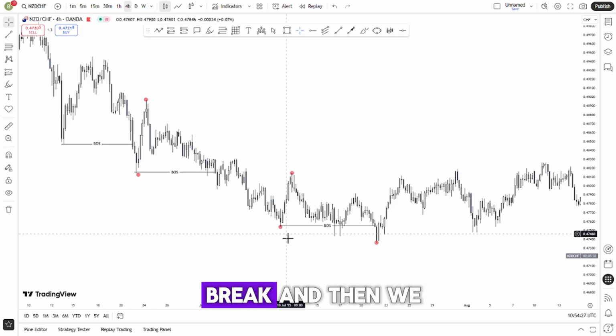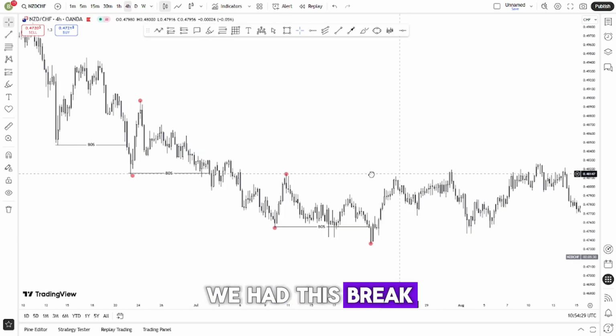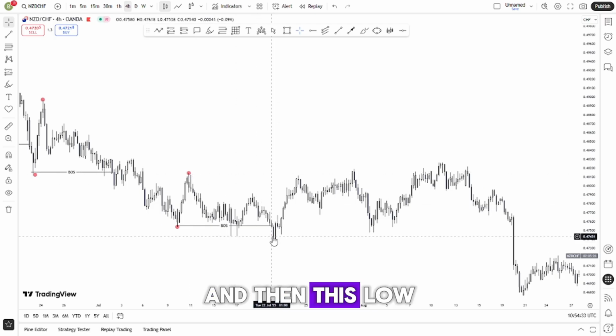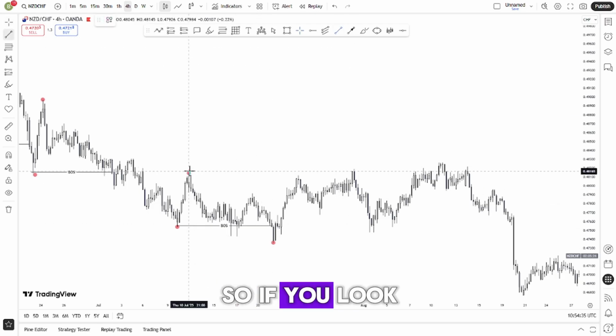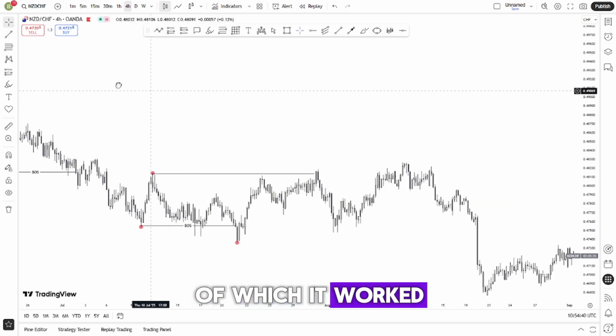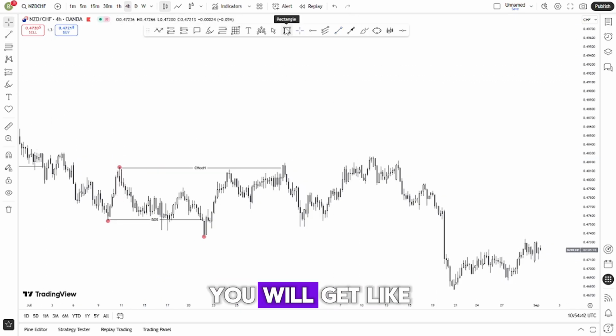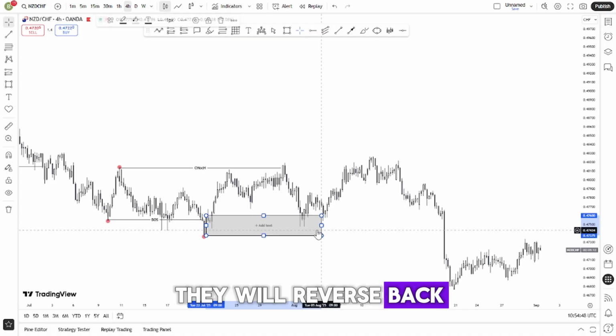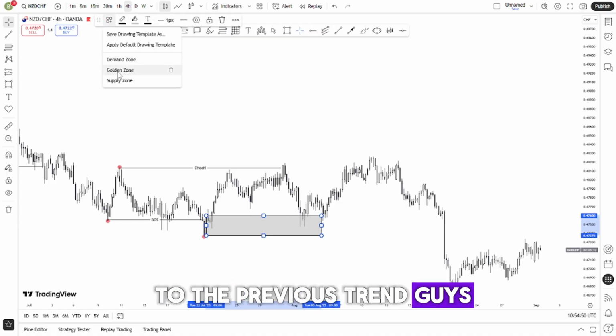Then we had another break, and then we pulled down, we had this break of structure, which means that this high here has to be protected, and then this low here has to be taken out. So if you look at the structure, you'll see that we had a change of character, of which it worked out nicely. And most of the time you will get changes of character that work out nicely, but instead they will reverse back to the previous trend, guys.